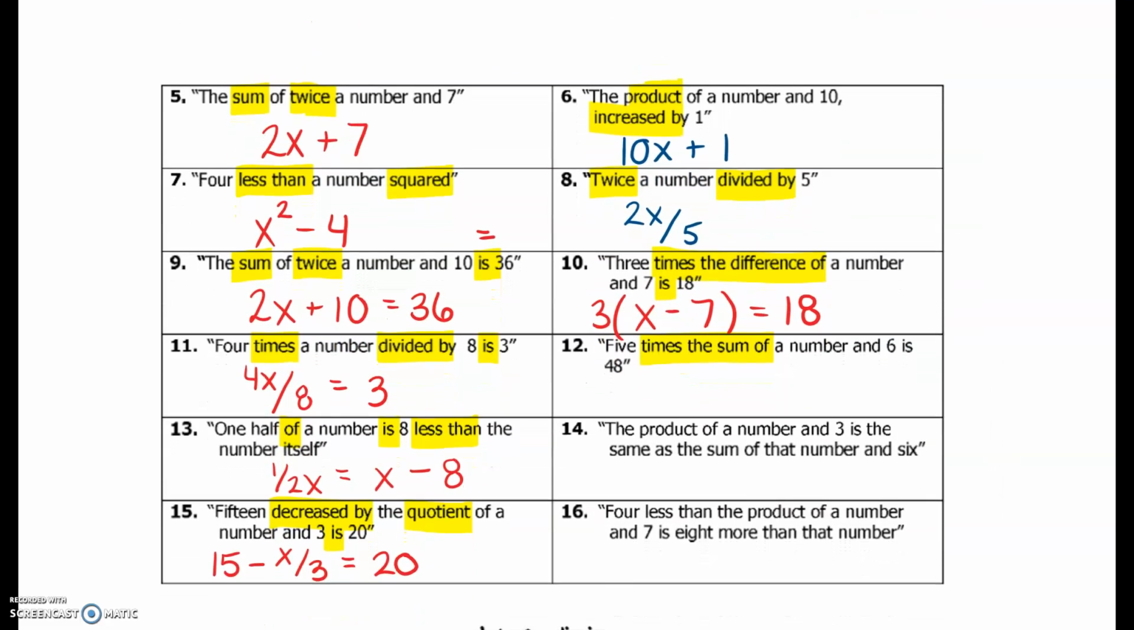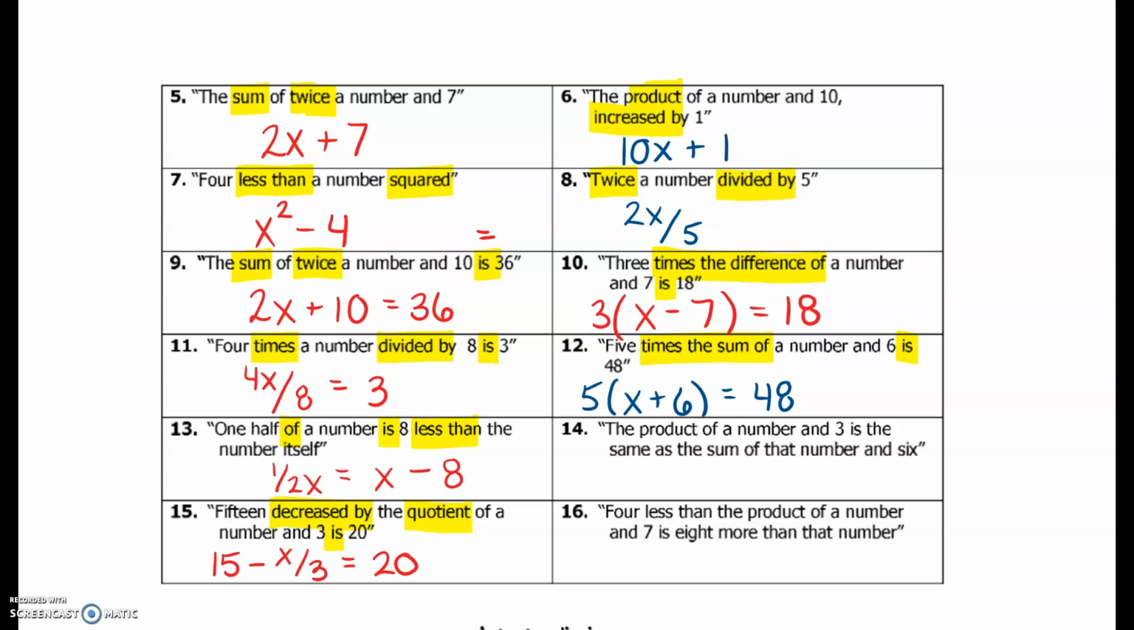There's a number that's going to be on the outside. In this case, that number is 5. 5 times the sum of indicates that I need to start a parenthesis. The word sum indicates that I'm going to be adding a number and 6. So x plus 6. The last part of this is 48. The keyword is, again, indicates to us that we should have an equal sign and then the number 48.